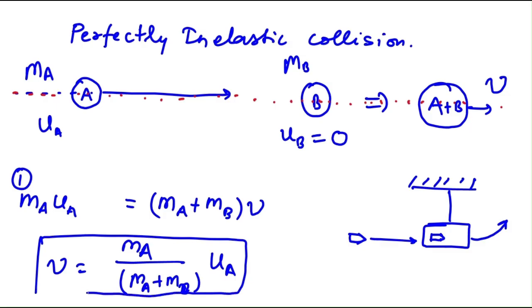And why have I obtained this equation? Because there may be a situation where you have been asked, if a body is moving with some initial velocity UA and has some mass, and it hits another body at rest, and it is a perfectly inelastic collision, what will be the final velocity? So you can obtain the final velocity with this equation. This is a kind of inelastic collision.